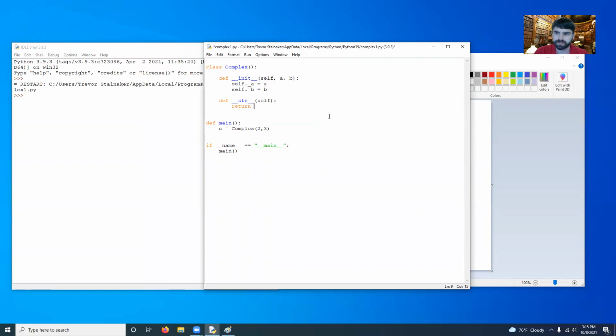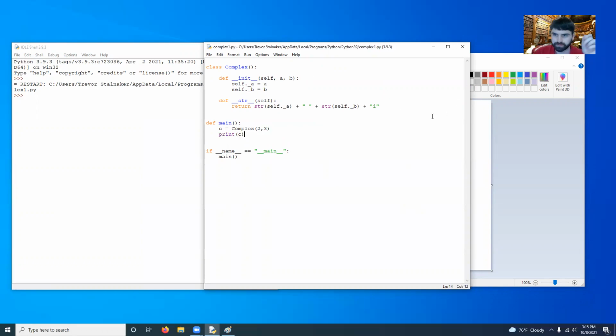Okay, so one approach that you could take is to literally just do this. So the string of a, concatenate that, we'll get some space, with the string of b plus i. So let's see if that works.